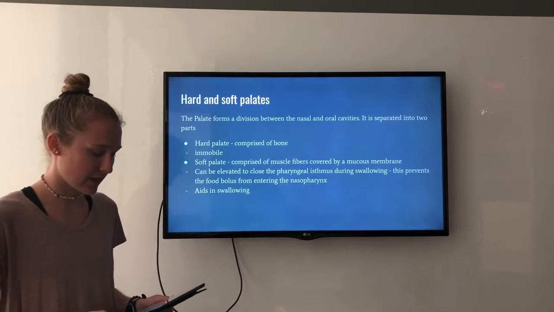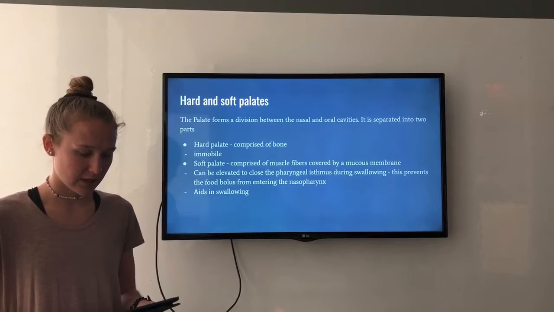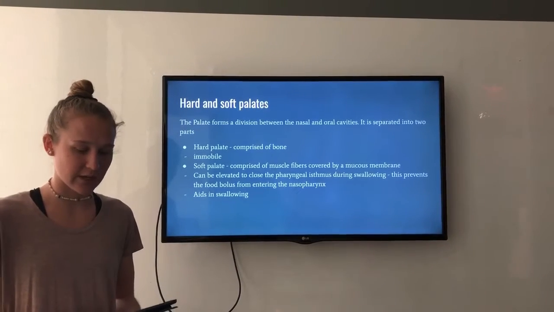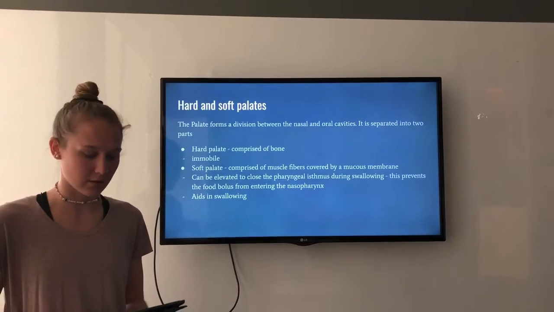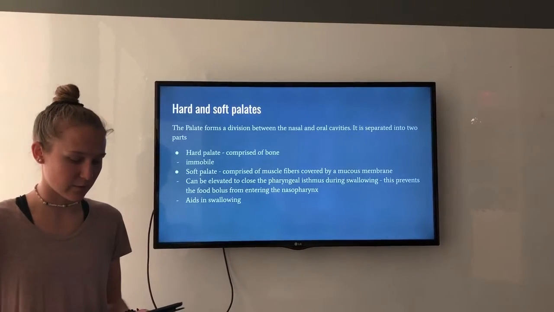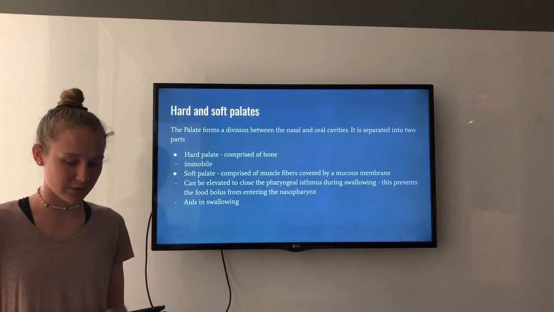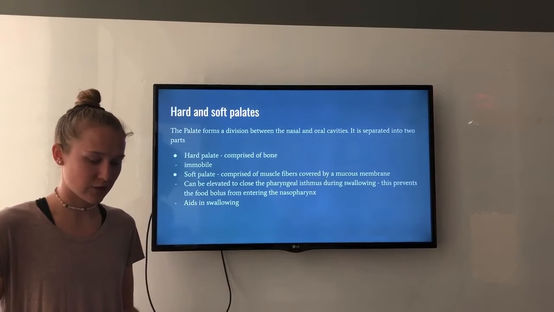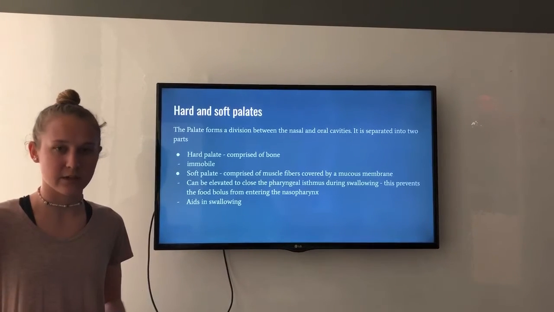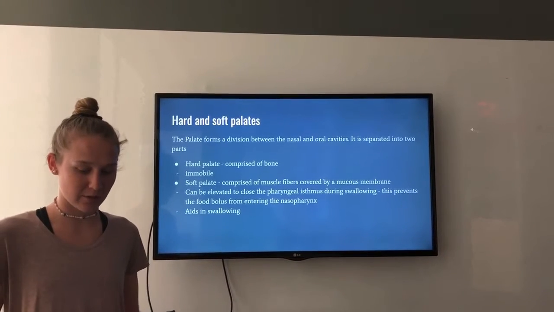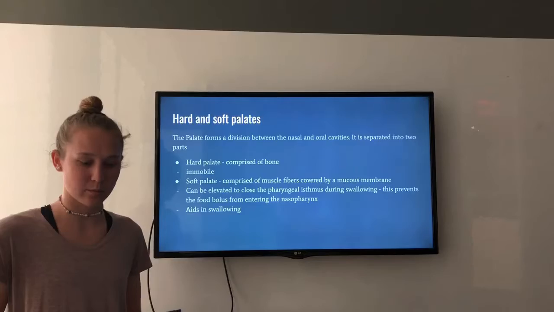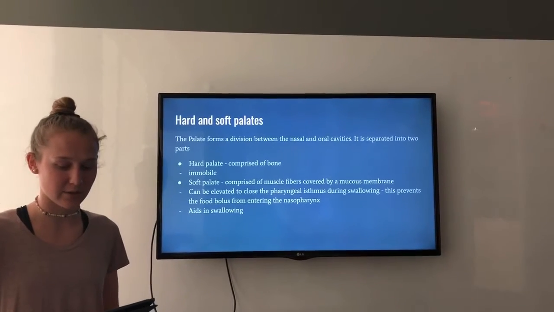There are three main canals in the hard palate. The incisive canal, which is located in the anterior midline, transmits the nasopalatine nerve. The greater palatine foramen, which is located medial to the third molar tooth, transmits the greater palatine nerves and vessels. And the lesser palatine foramen, which is located in the pyramidal process of the palatine bone, transmits the lesser palatine nerve.